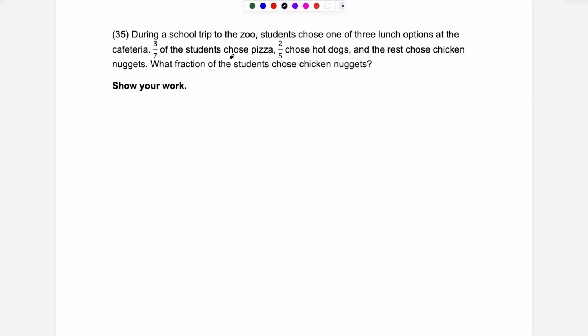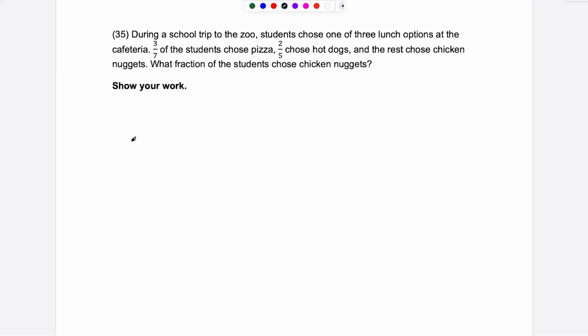Question 35, during a school trip to the zoo, students chose one of the 3 lunch options at the cafeteria. 3/7 of the students chose pizza, 2/5 chose hot dogs, and the rest chose chicken nuggets. What fraction of the students chose chicken nuggets?